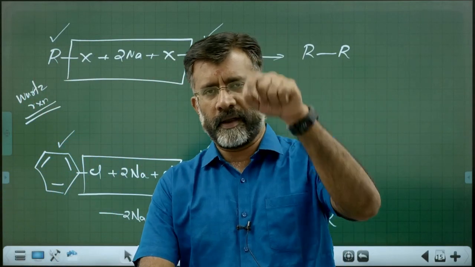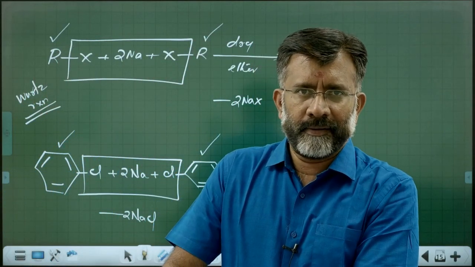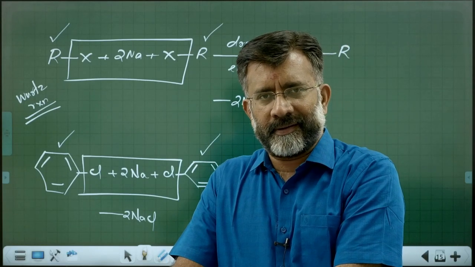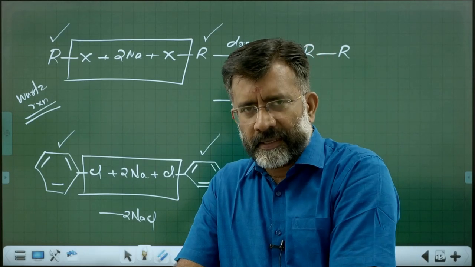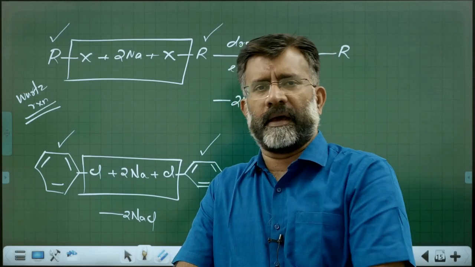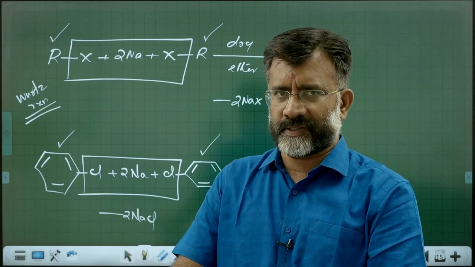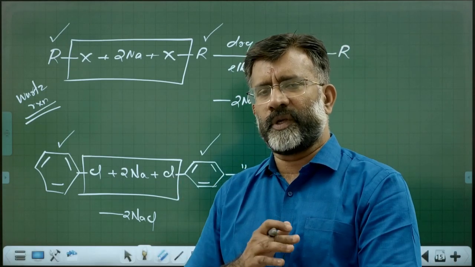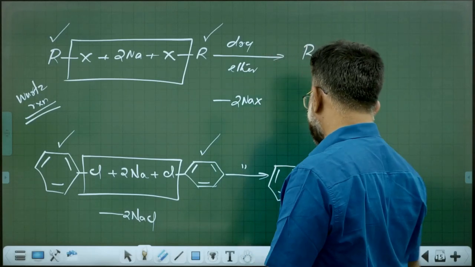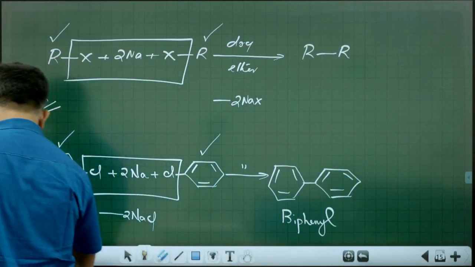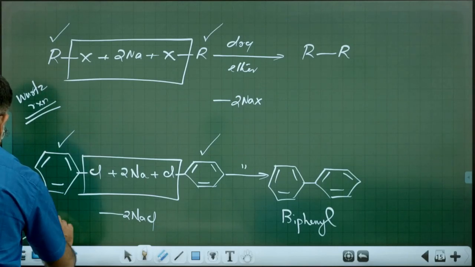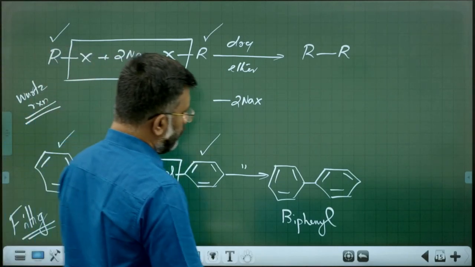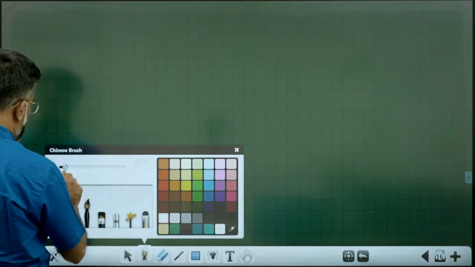This reaction is called a Fittig reaction. So the reaction of an alkyl halide with metallic sodium in dry ether, you get R-R, that is the Wurtz reaction. If a similar reaction happens with the aryl halide, it will be called the Fittig reaction. While the combination of the two is called the Wurtz-Fittig reaction.